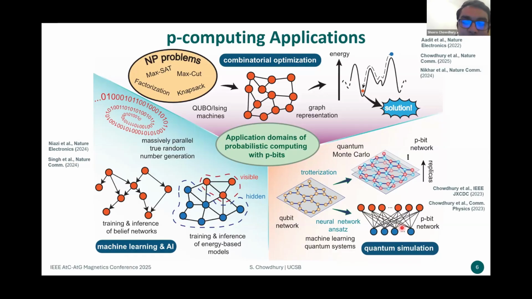I think I'm running behind on time. Okay, anyway. Now let us talk about some real examples that we have worked on from our group. The first example is an optimization example, and we will be talking about 3D spin glass.